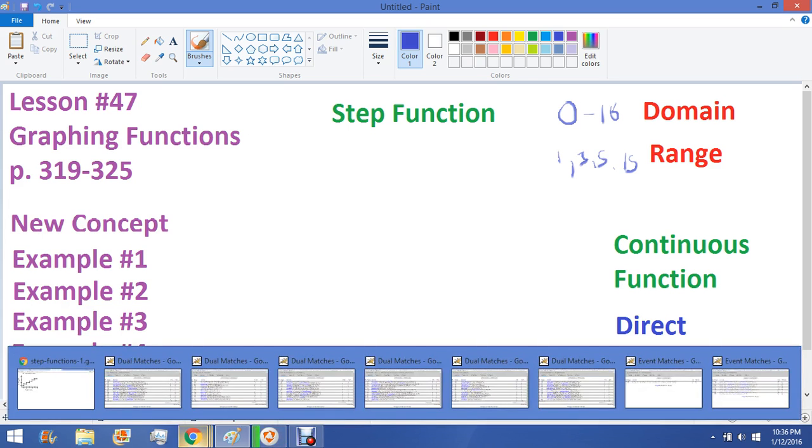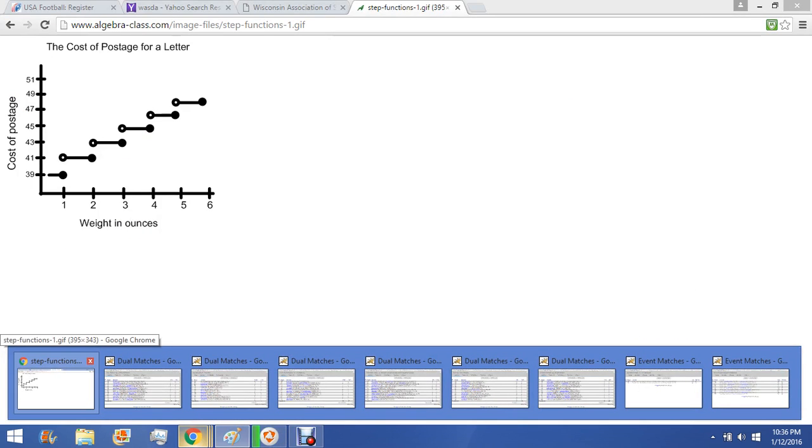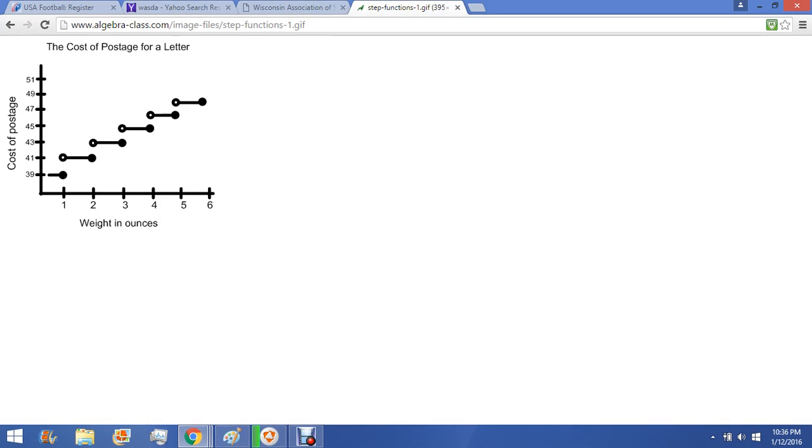I understand it's kind of tricky, kind of confusing, but we're not going to see a lot of it. I'm going to show you another picture of a step function. On this step function, you look at weight in ounces and the cost of the package. So 0 ounces is no cost for the package. But anything over 0 ounces goes all the way to 39. So it doesn't matter if it's a quarter of an ounce, half an ounce, 3/4 of an ounce, it's 39.